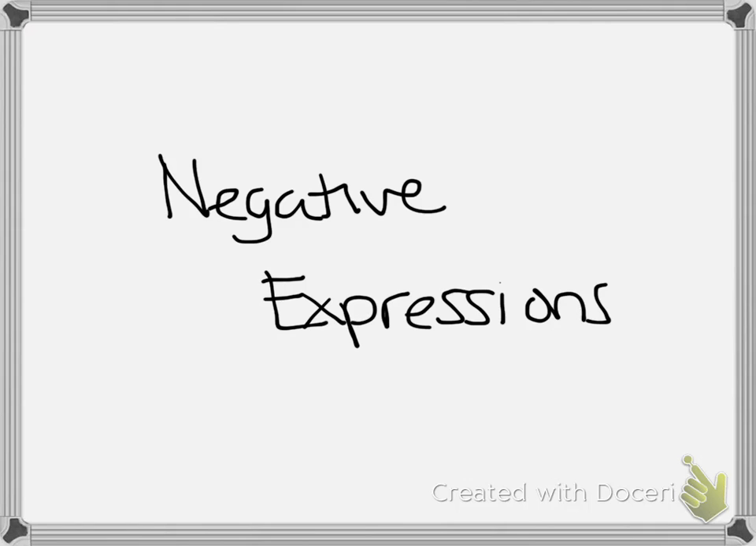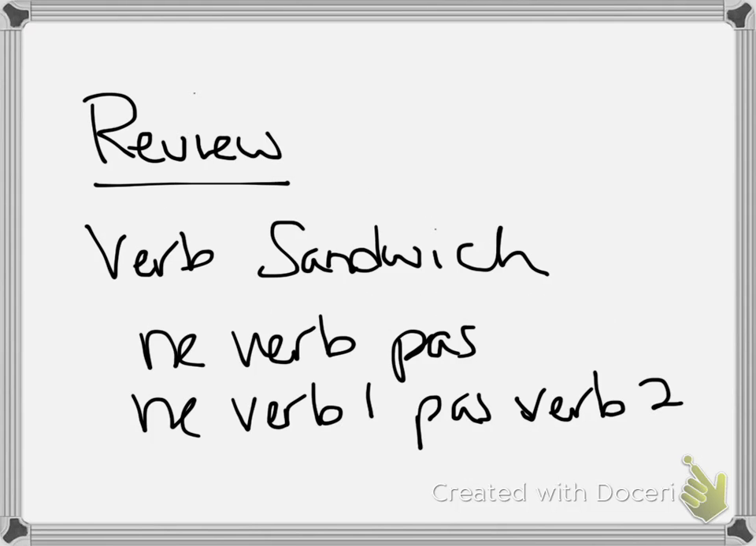So we're going to talk about negative expressions. This is a bit of review. In French, you learn to make verbs negative. We do what's called the verb sandwich. In other words, we put the ne and the pas around the verb. So in a present tense sentence with one verb, the ne and the pas go directly around the verb.